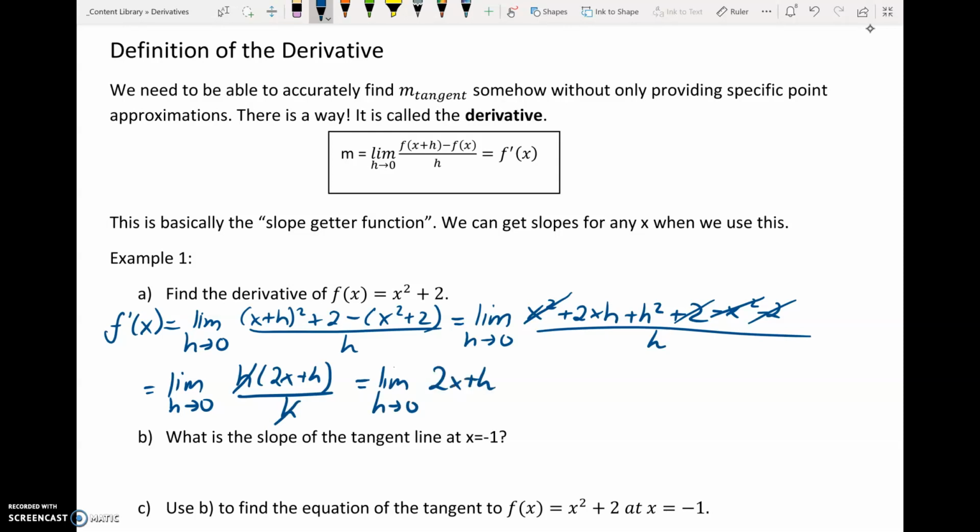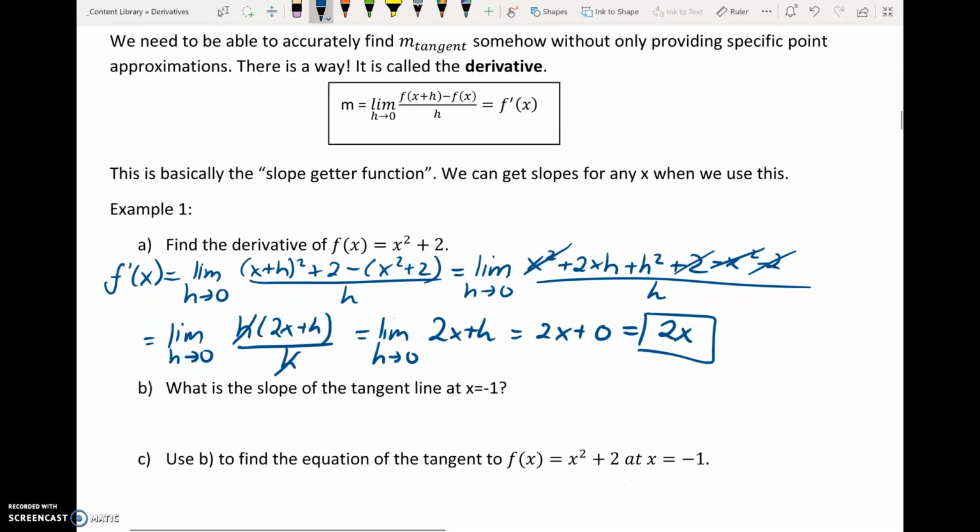Okay, so now we can evaluate. h is going to be 0. And finally we get 2x, which is the derivative of f of x. So therefore, f prime of x is 2x.